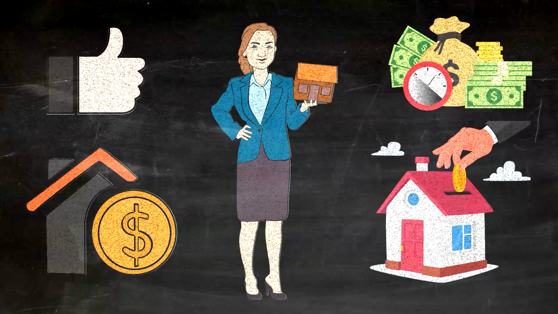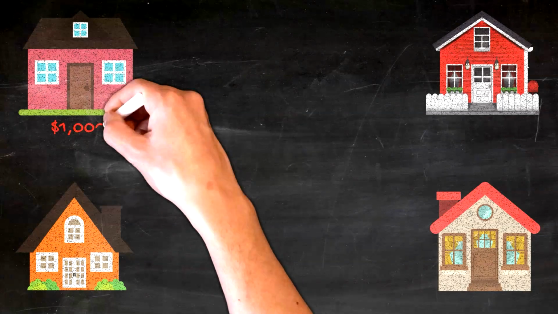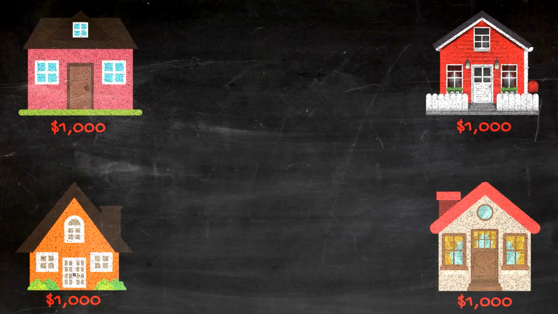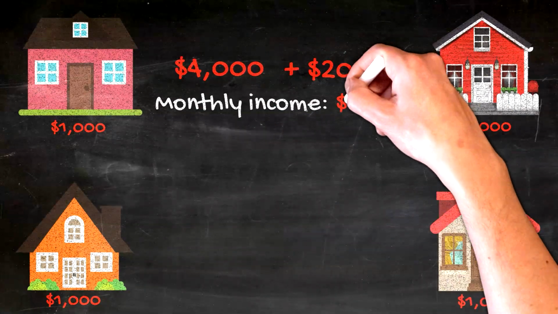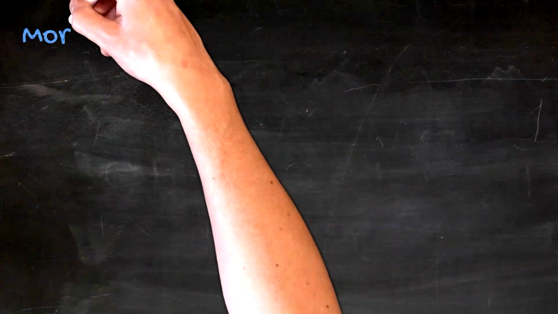Okay, let's put it all together with a real example. We've got a 4-unit property. Each unit rents for $1,000 per month. That's $4,000 in rental income, plus another $200 from laundry income. Total monthly income, $4,200. Now let's go through realistic monthly expenses that you might see on a property like this.